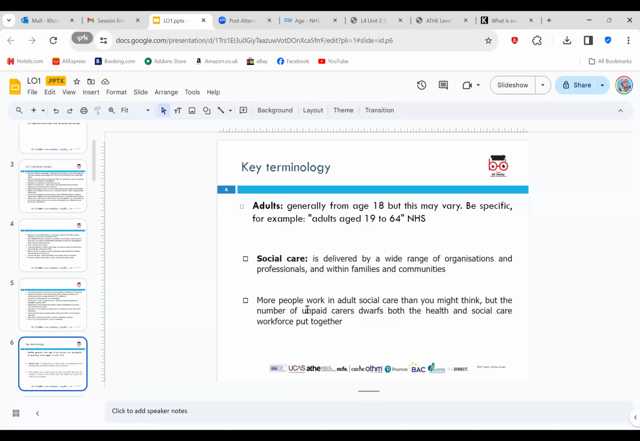We're talking about adult social care right now, so the age is roughly between 19 and 64 years, according to the NHS. And what do we mean by social care? It is delivered by a wide range of organizations. You have the NHS and other organizations working together with the NHS or separately, and they work within families and communities. So more people work in adult social care than you would think.